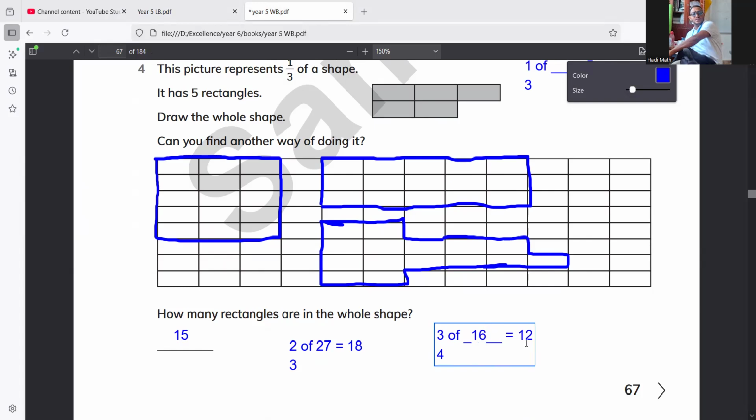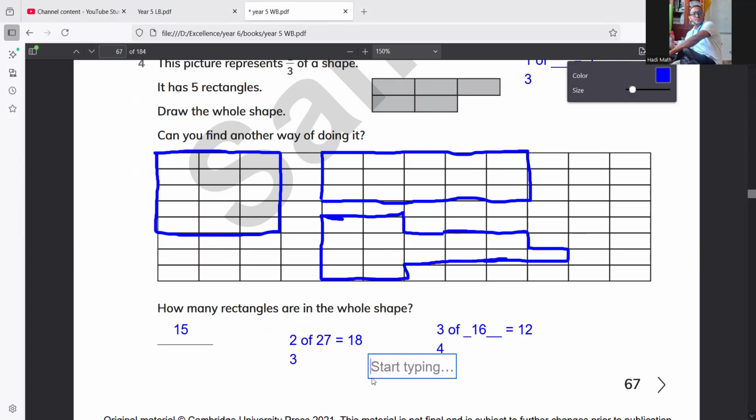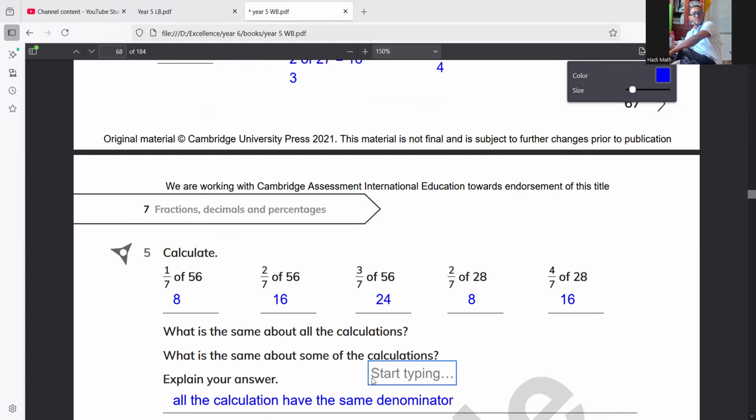Or you could say 12 multiplied by 4 is equal to 48, and 48 divided by 3 is equal to 16, as you like. But you need to remember or understand which number is missing, because you're not doing the same step. Let's go to the next question.